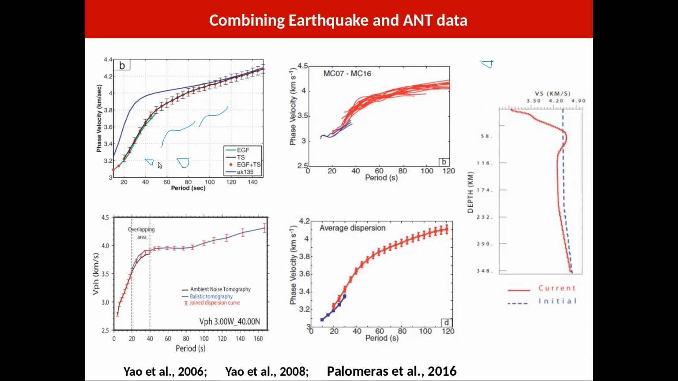interstation distance puts a constraint on the maximum period you can go. Okay, so let's say in your area, your maximum station distance is say 1,000 kilometers or 800 kilometers. Then it puts a constraint on the maximum period. Okay, so you can get your period from say 1 second to, let's say, 50 seconds. Now, this maximum period is coming from your interstation distance.